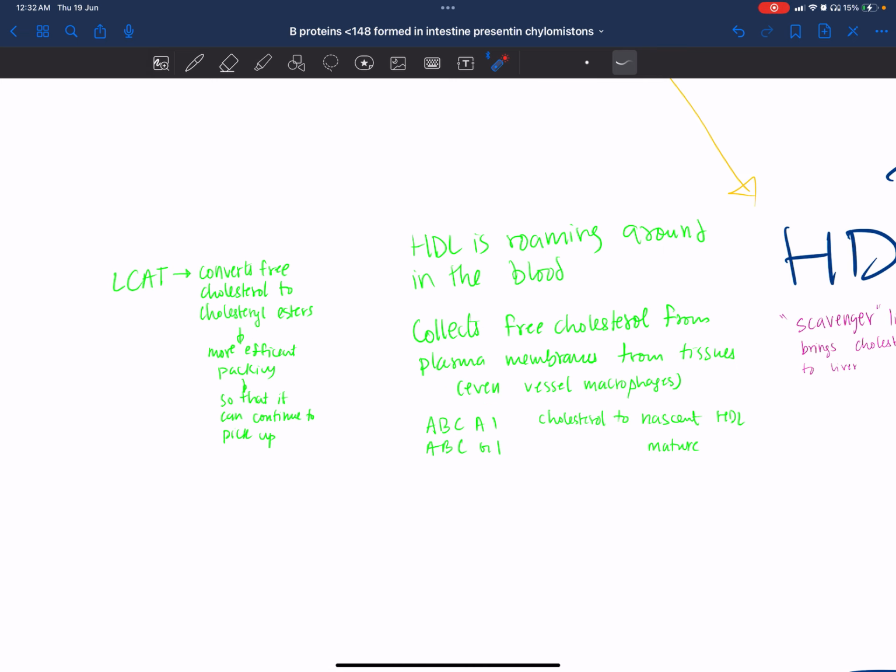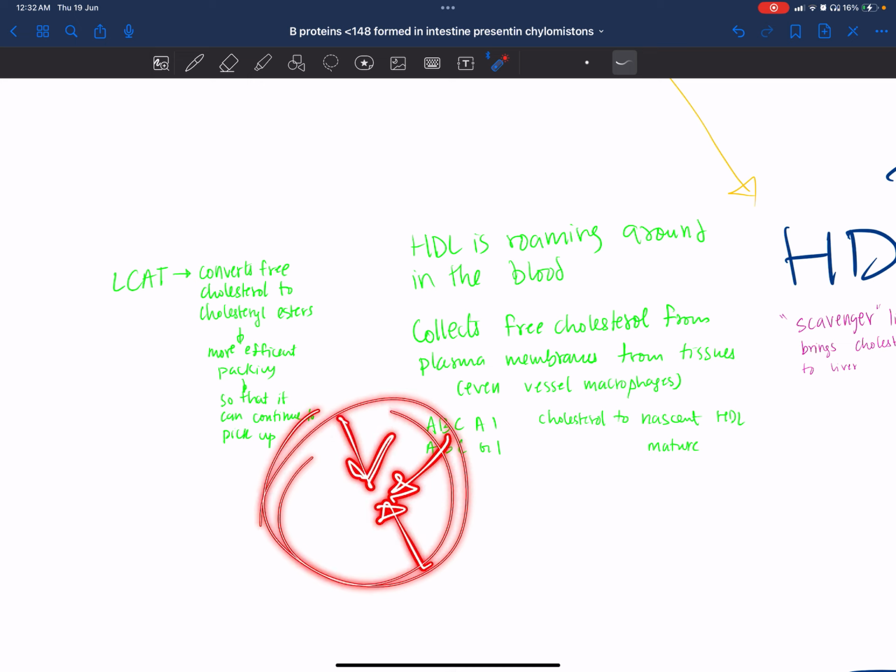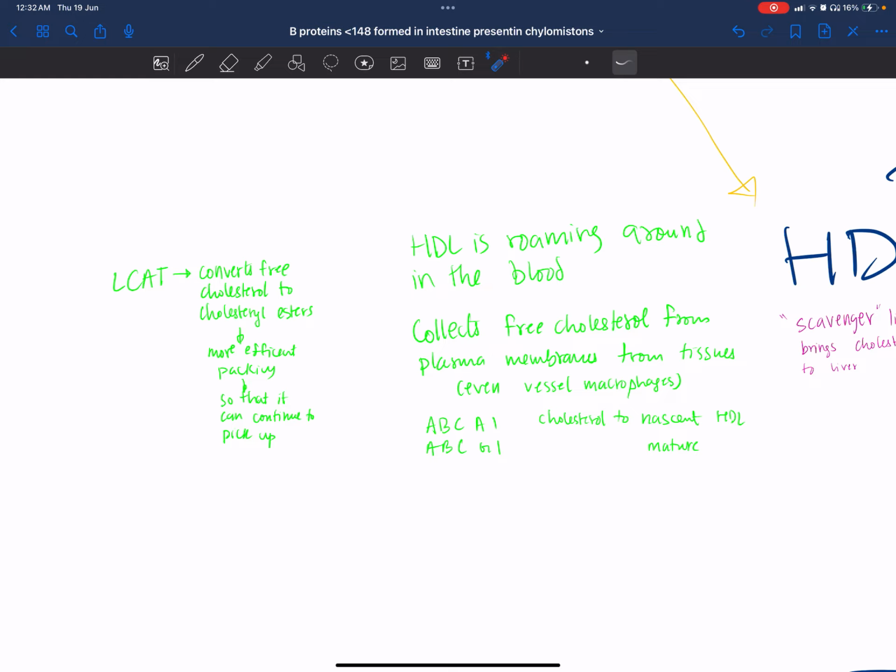Okay, good. Now, the HDL has something called LCAT. It takes free cholesterol from everywhere in the body, and so that it gets a lot of free cholesterol, it converts the cholesterols into cholesterol esters, which will move the cholesterol into the core of the HDL. If this is the HDL, it will move them to the core so that it can get more and more cholesterol. So, it's more efficient. How? Because of the LCAT enzyme.